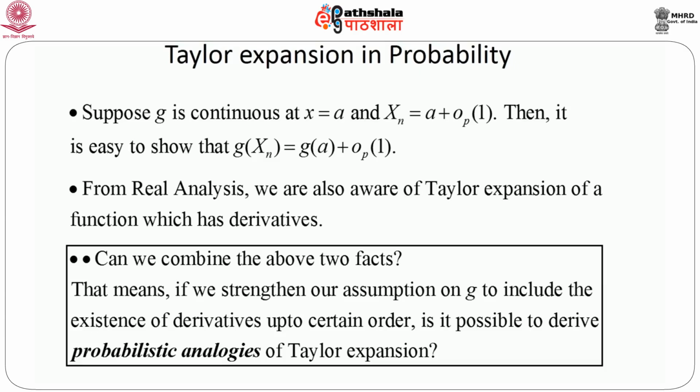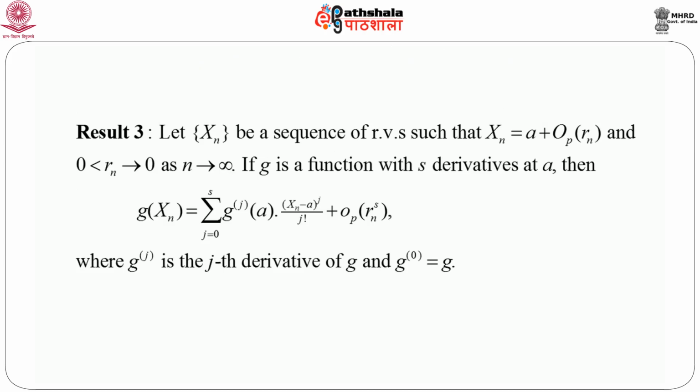So combining these two facts means that if we can strengthen our assumption on g to include the derivatives up to a certain order, then is it possible to derive probabilistic analogues of Taylor's expansion? That is precisely the question. So remember, along with the continuity of the function g, we have to assume the existence of derivatives at least up to a certain order. Then we can think of deriving the probabilistic analogues of Taylor's expansion, and fortunately the answer is yes, we can do that. So now we are going to formally state Taylor's expansion as a result.